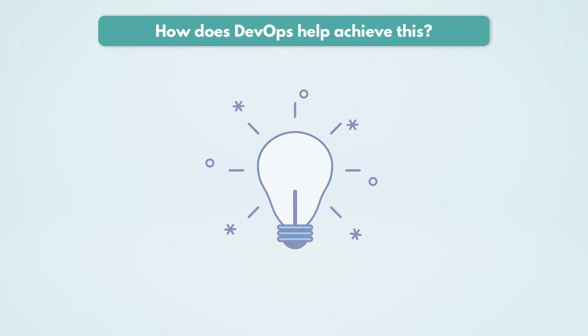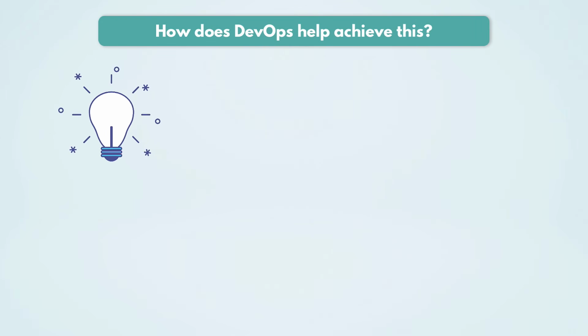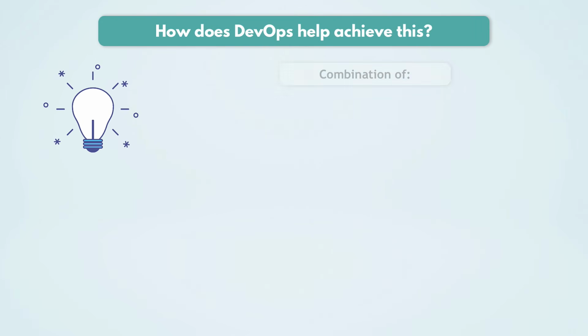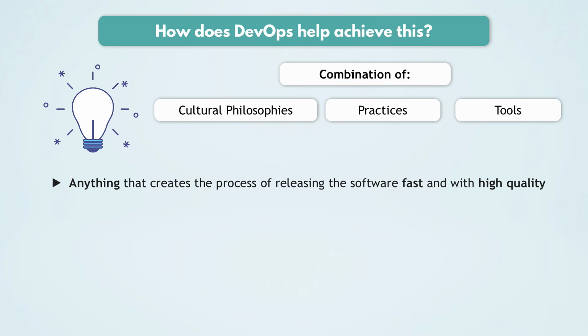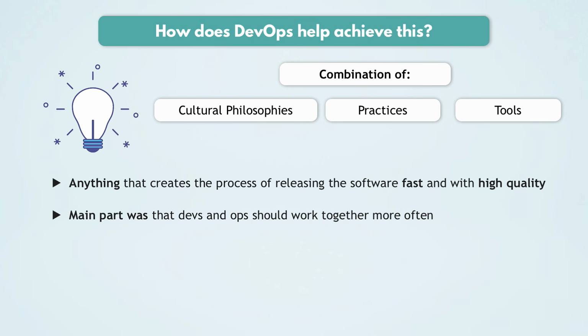Well, by the official definition, and this was the original idea of DevOps, DevOps defines a combination of cultural philosophies, practices, and tools for doing that. So DevOps is not just one set of tools or one specific concept, it's a combination of anything that creates the process of releasing the software fast and with high quality. And the main part of the concept was that developers and operations people should work together more often, talk to each other more often, and collaborate better to achieve that.